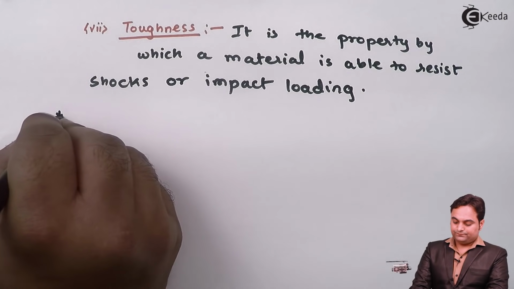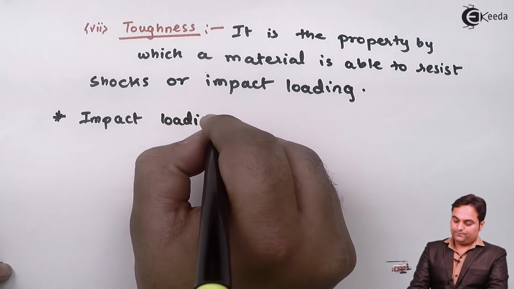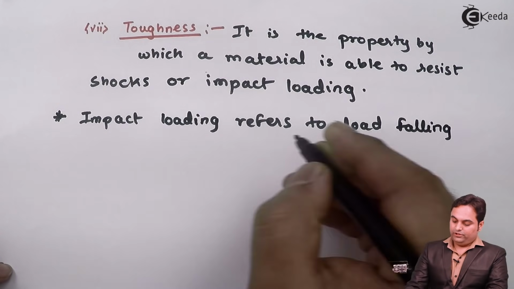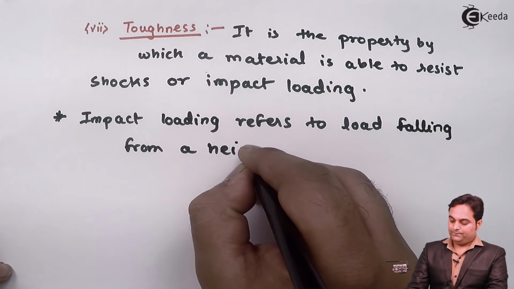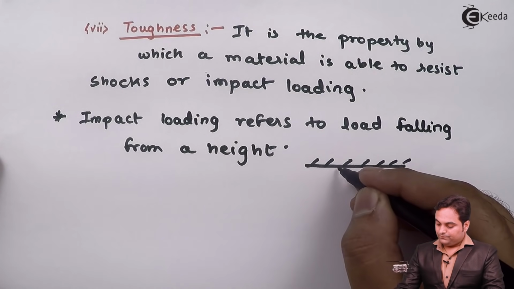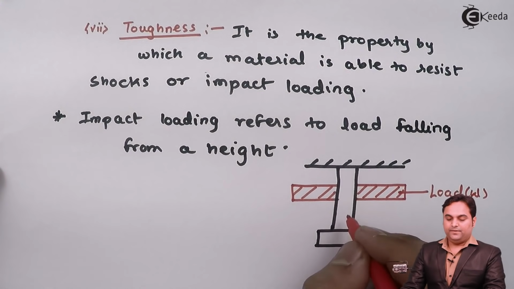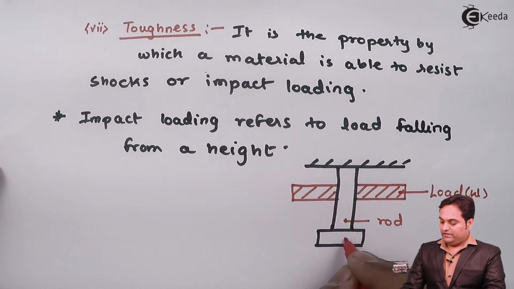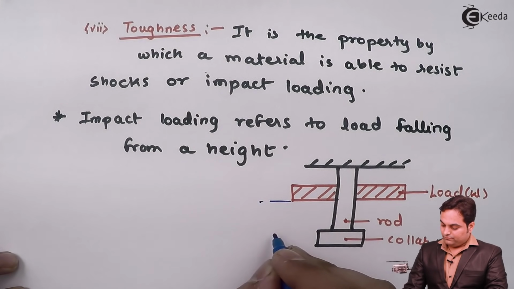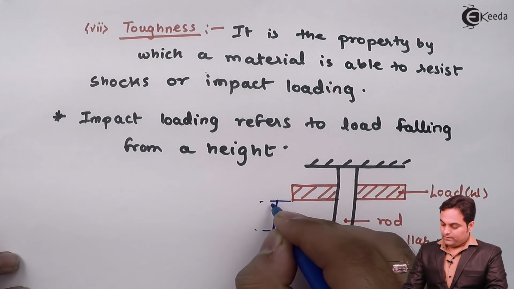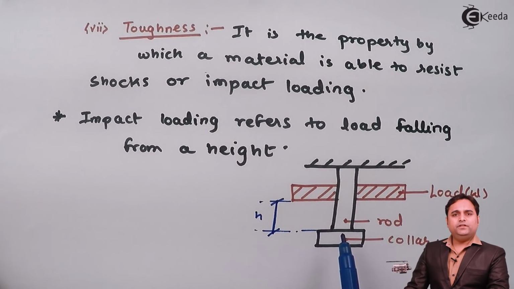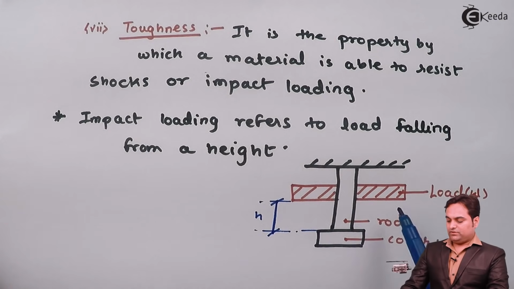Impact loading means impact loading refers to load falling from a height. Like if I can give the example by drawing the diagram. Here we have a load, and this is a bar, or we can say rod. Over that we have a collar. Now here I have height h through which the load is falling onto this collar. So now toughness means the ability of this collar to resist this load.